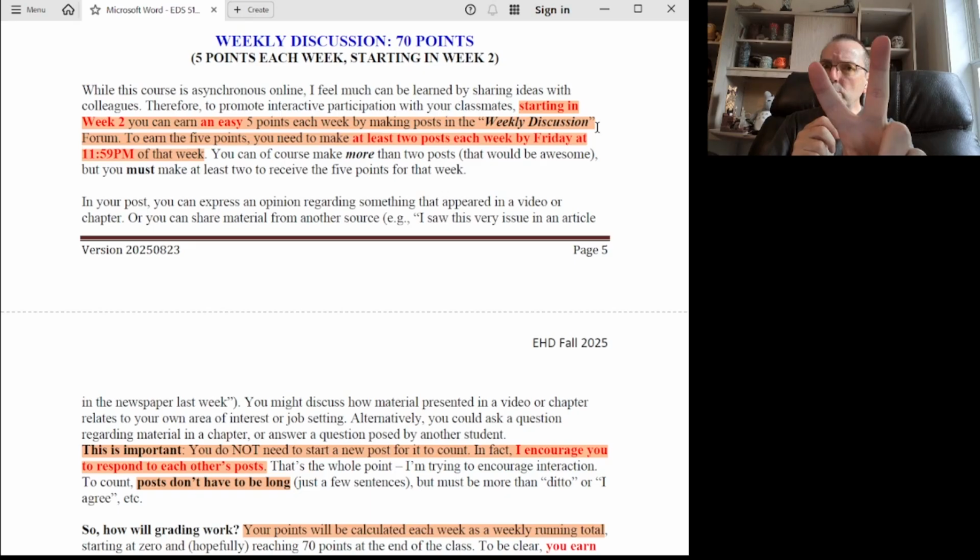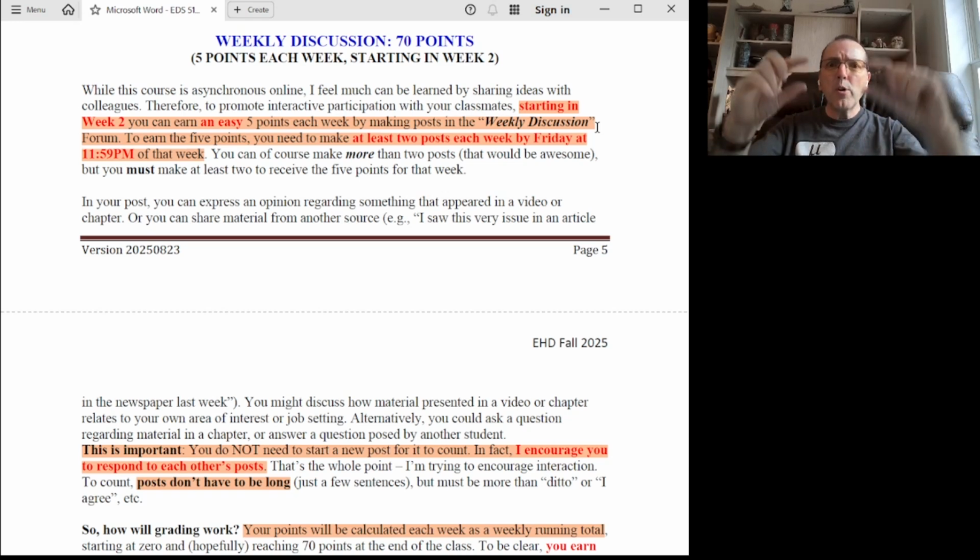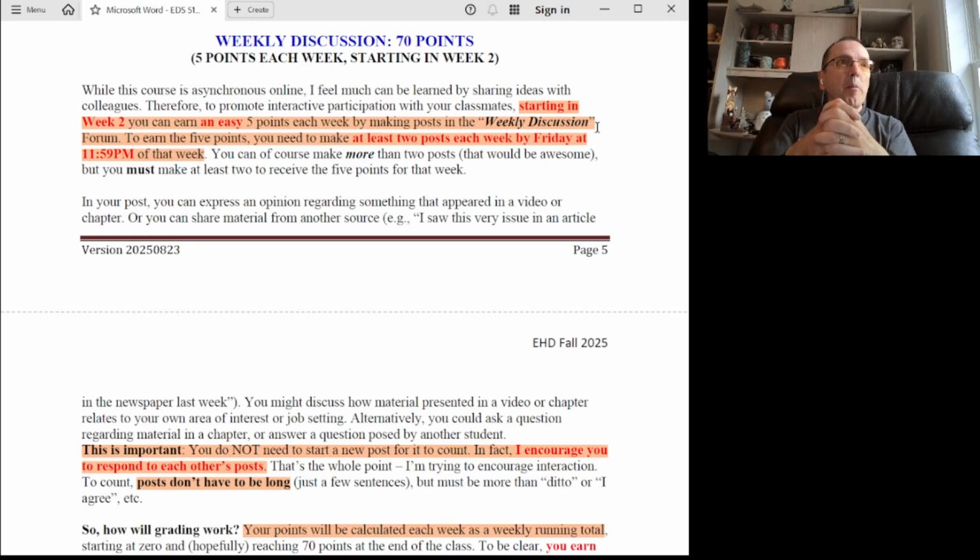Now, you need to do 2 posts every week. I don't want them to be long posts. My purpose is I want you to engage with each other. 2 shorter posts that lead to engagement is better than a giant long post that doesn't get that engagement. Because I want the interaction between students, you can start a thread, making the first post on a thread, or you can reply to others. I love it when students reply to each other.